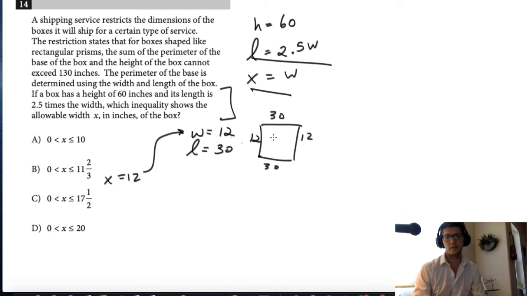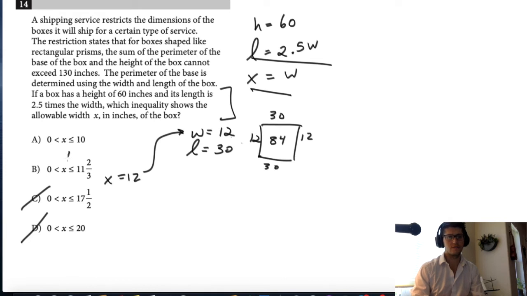So this perimeter here is what, 84 if x equals 12, right? We have 60 and 24, so 84. And then we have to add the 60, and it can't get above 130. Well, 84 plus 60 is going to get us above 130. Okay, so I've crossed off these two answers. 12 was too big. So I guess I'll try 11 and 2/3.